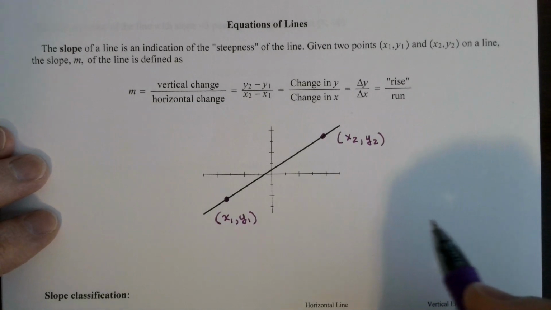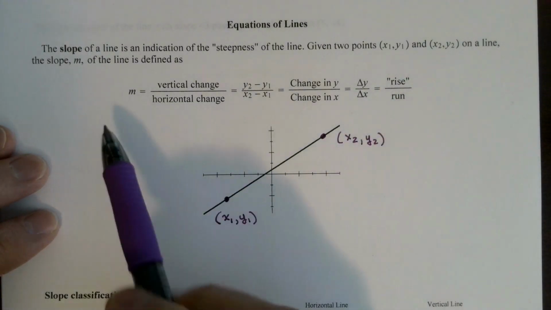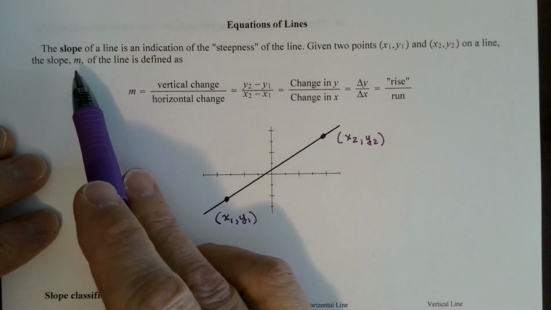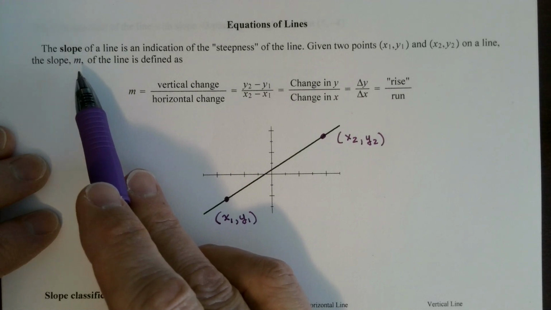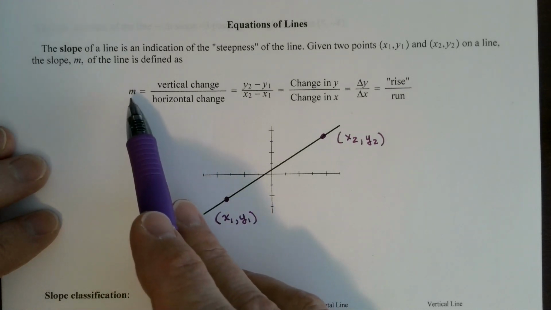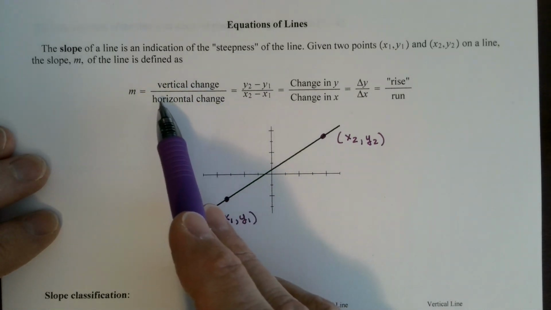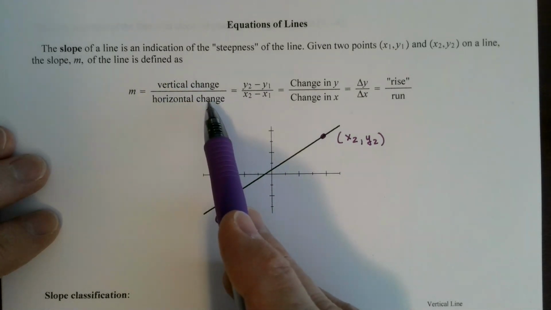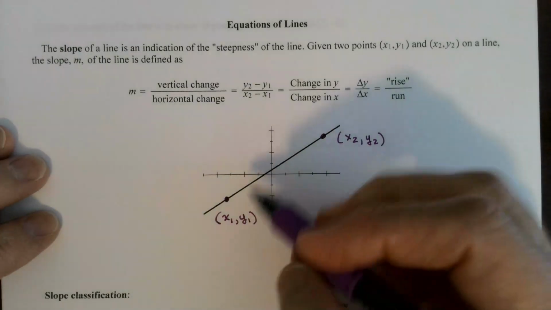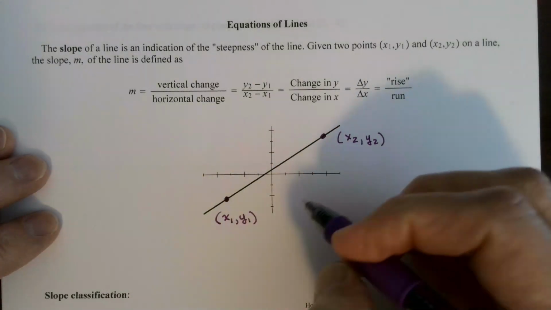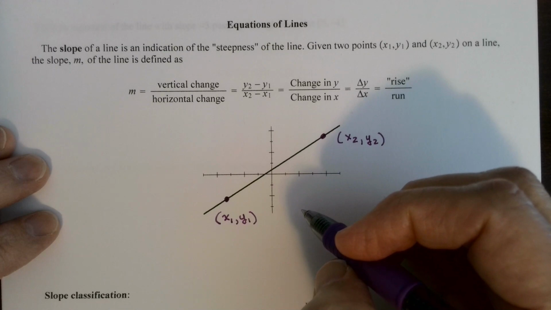So then the slope, which sometimes is given the letter m to indicate the slope of the line, is equal to, well, a lot of things here, right? The vertical change divided by the horizontal change. Okay, so what does that mean? As we move from one point to another, what is the vertical change?